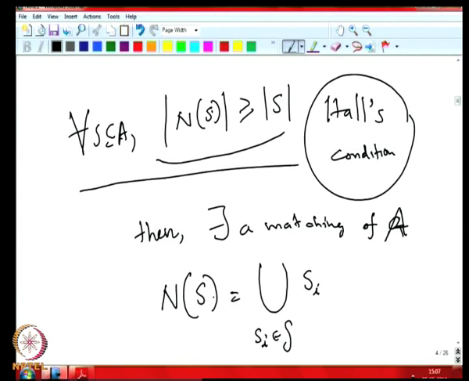The vertices on the A side correspond to some subset of the universe, and a subset S on the A side means a collection of vertices on the A side. They are certain subsets from the family. Then you take the union of all those subsets, which consist of some elements. Those elements of the universe listed on the B side constitute N of S.